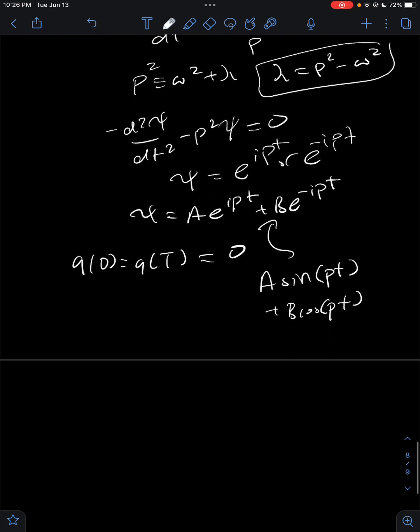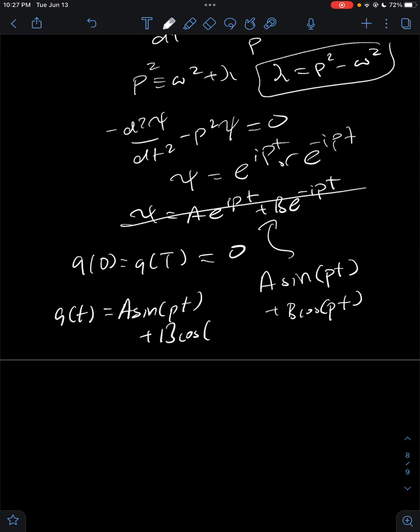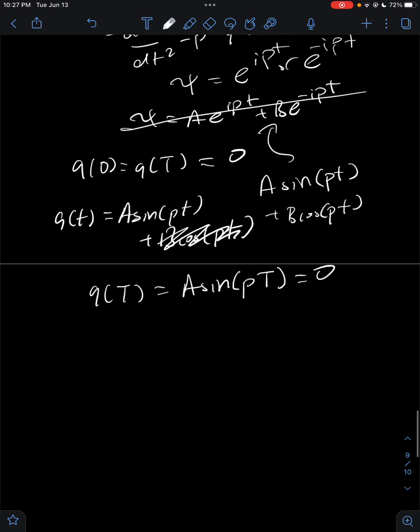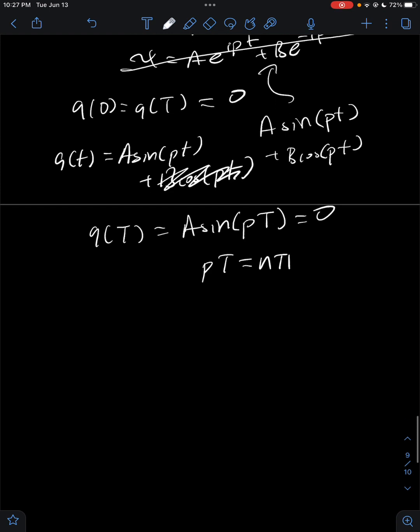So basically, we would end up having q of t equals a sine of pt plus b cosine of pt. Then imposing these boundary conditions, we have 0 equals a sine of 0, which is 0, so we get 0 equals b. Then we plug in t equals big T. So q of big T equals a sine of p big T, which equals 0. This means that pT equals n pi, since sine of n pi is 0. So p equals n pi over big T.